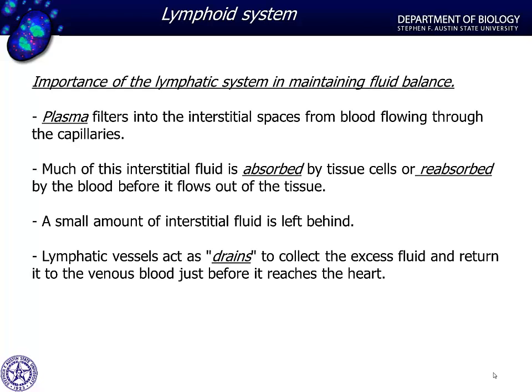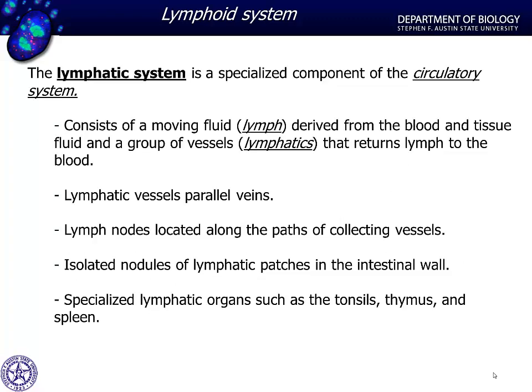So as we say, plasma is filtered out of the blood and into our interstitial spaces. And this is where we change the name. It's no longer plasma, but we refer to it as interstitial fluid or lymph once it is absorbed back into our lymphatic system. So our lymphatic capillaries will drain this excess fluid and return it to the venous system at the level of the vena cava.